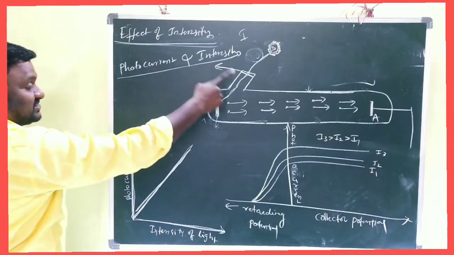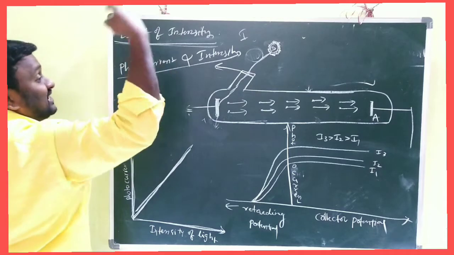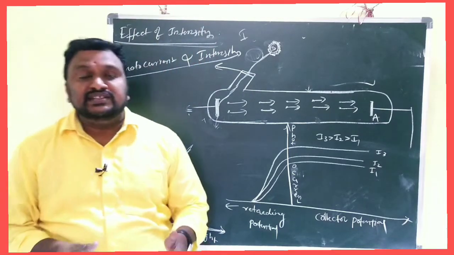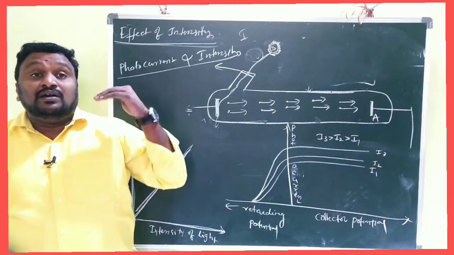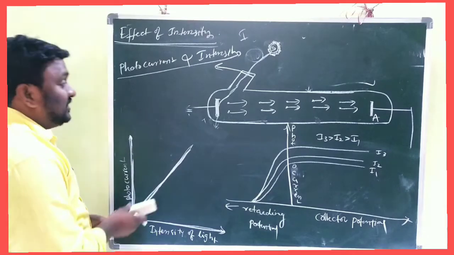When intensity increases, liberation of electrons increases, and electric current also increases. So children, this is about the intensity of light, how it can affect the photoelectric current or photocurrent.